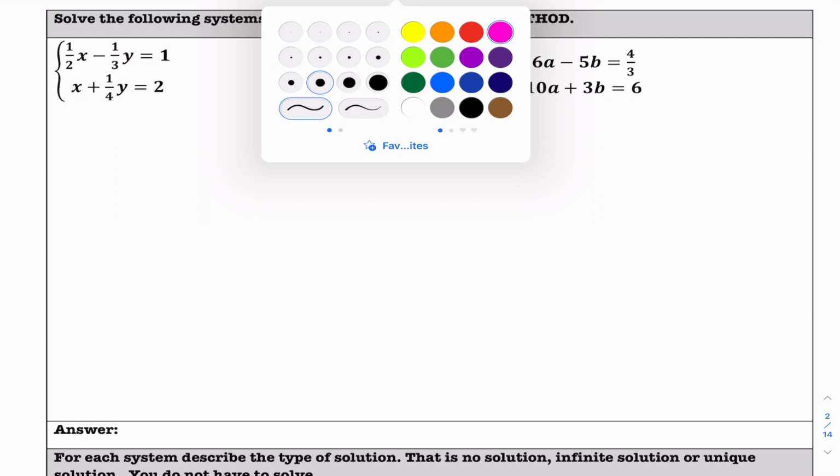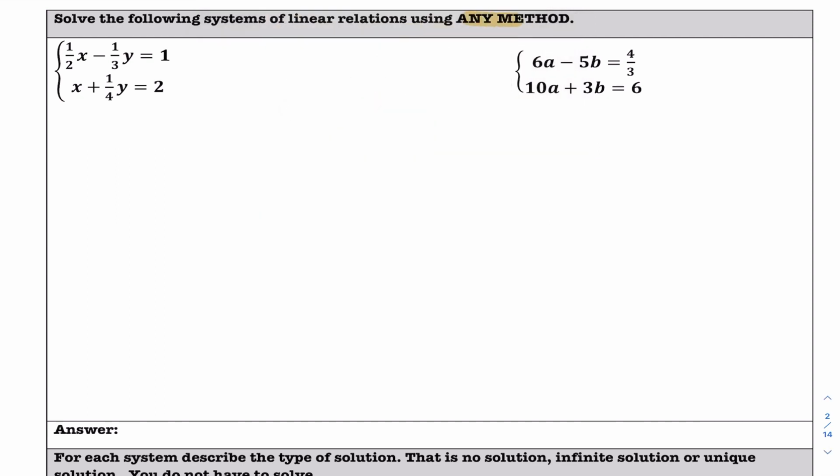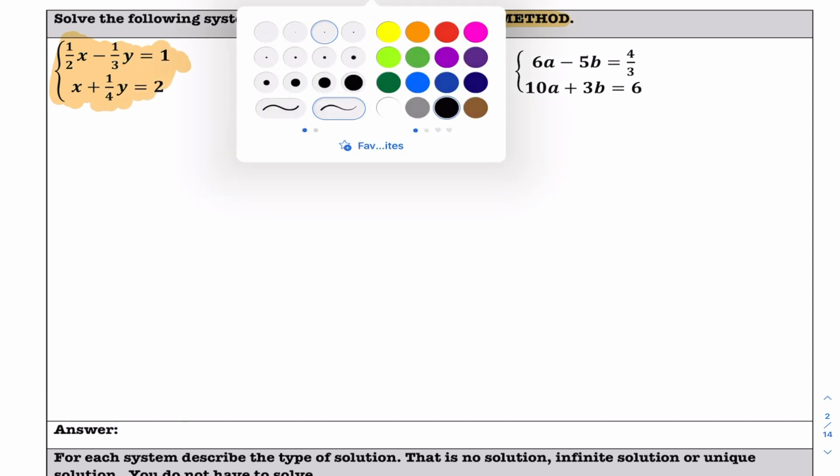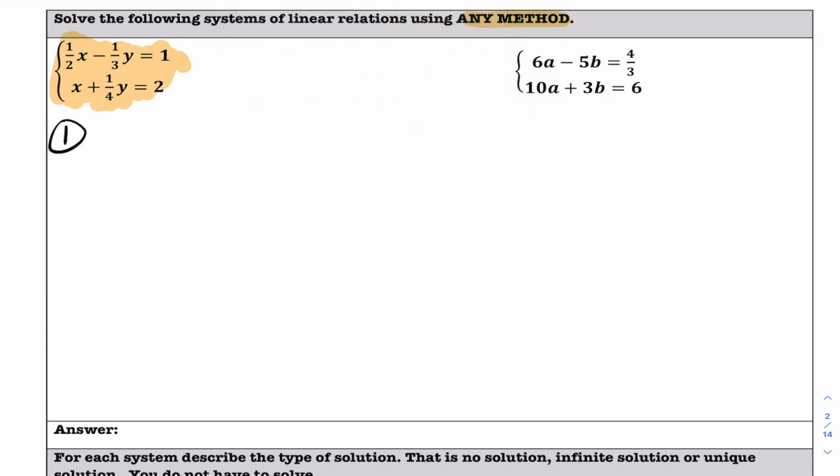So now in these questions here, we're given the option of solving using any method. So we can choose to solve it however we like here. So let's look at the first question here. For this equation here, you'll take a look, we've got fractions involved. Right away, before I tackle this, clean everything up. So I'm going to take equation 1 and multiply across by 6, in which case I get 3x minus 2y is 6. Equation 2, I'm going to multiply across by 4. I get 4x plus y is 8.